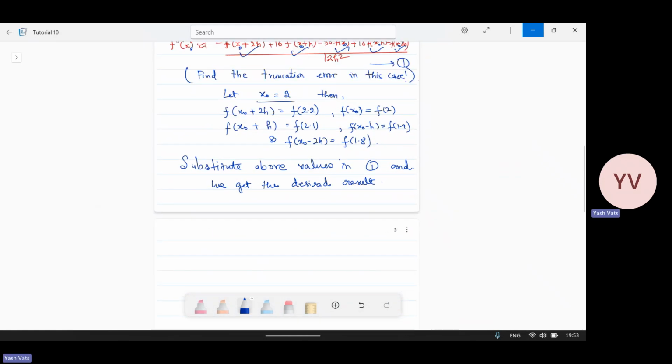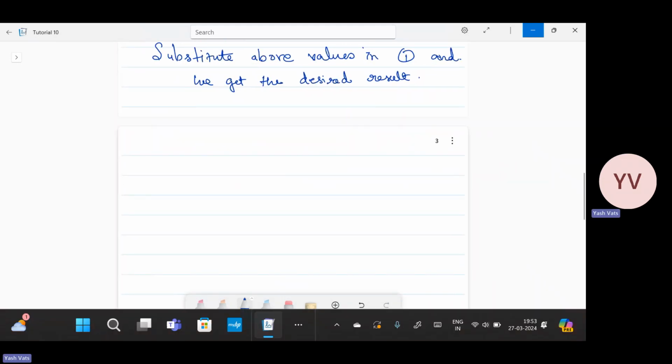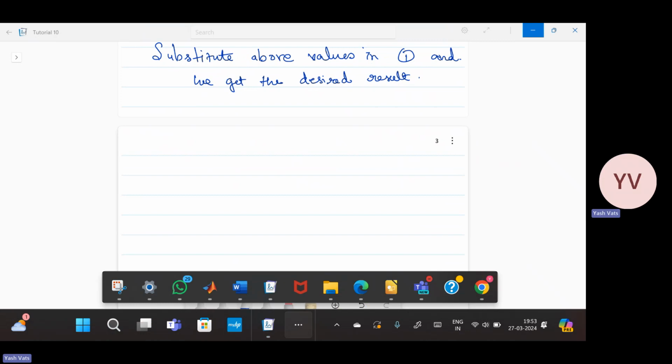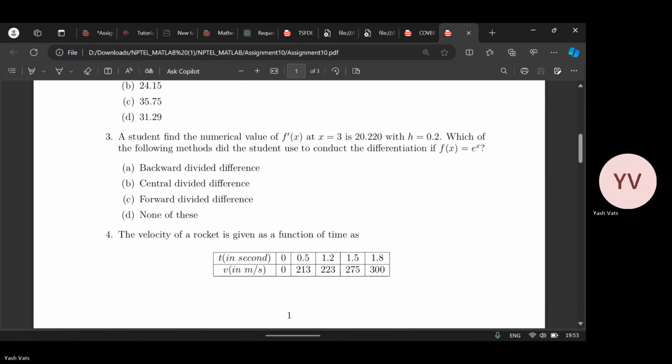So this is the thing. This is about the first equation. Now we will discuss another question. A student finds the numerical value of f dash x at this point. Which of the following did the student use to conduct a differentiation if f x is e to the power x? We have to try every method.